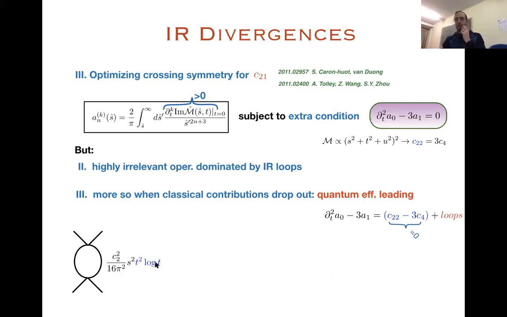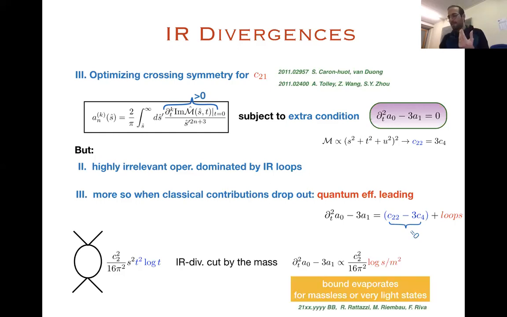Now, of course, this log is cut by the mass. But this means that this combination here is going to be cut by the mass. So if your theory has very light states or you're taking the massless limit, this bound unfortunately evaporates. And there is a very simple reason for that.